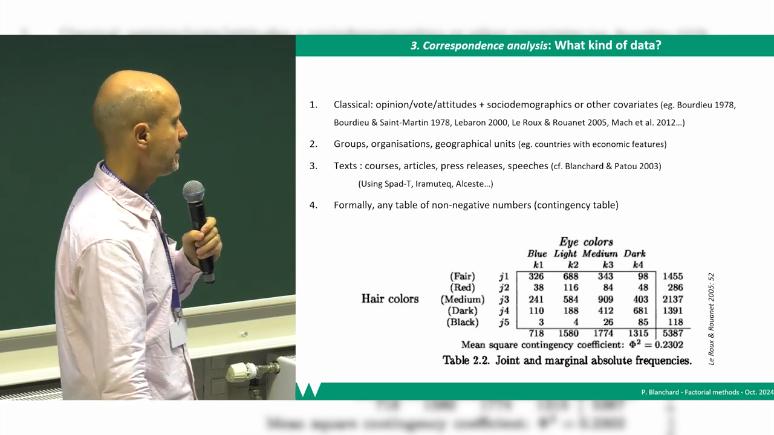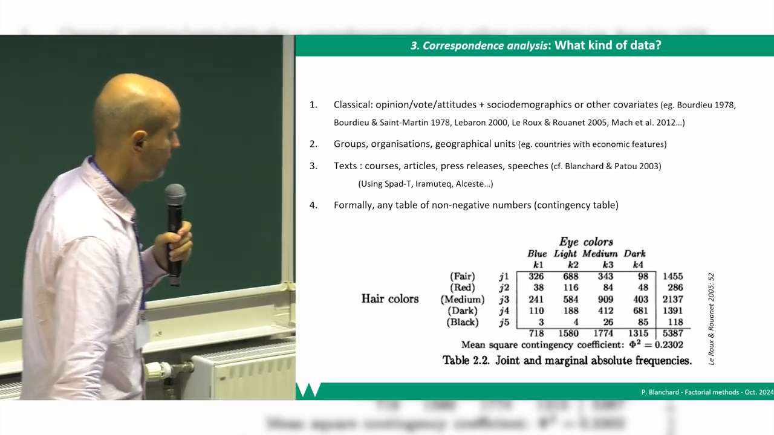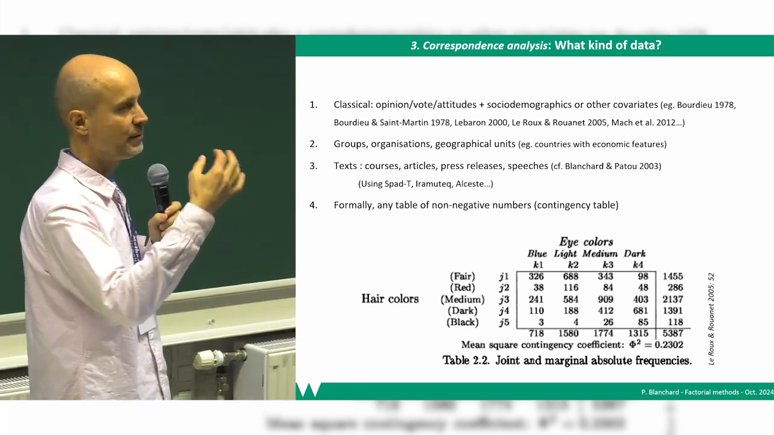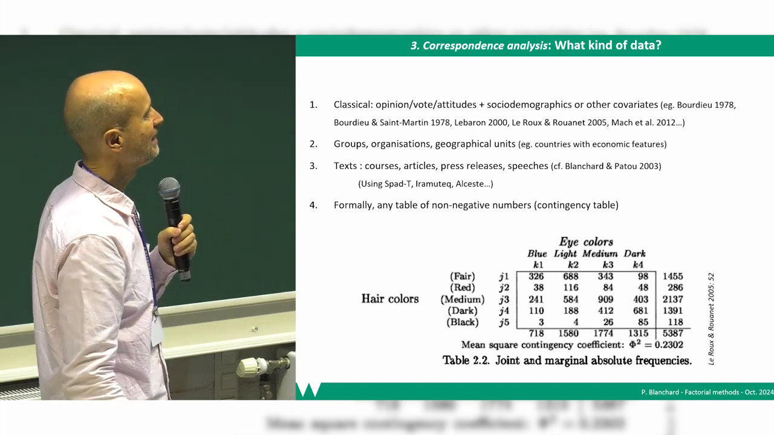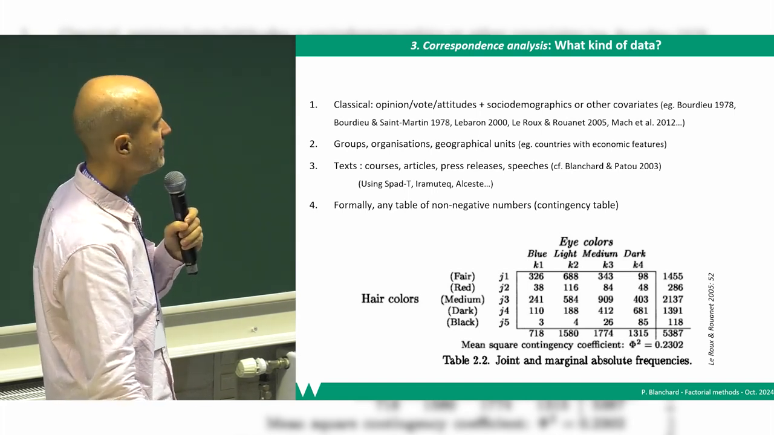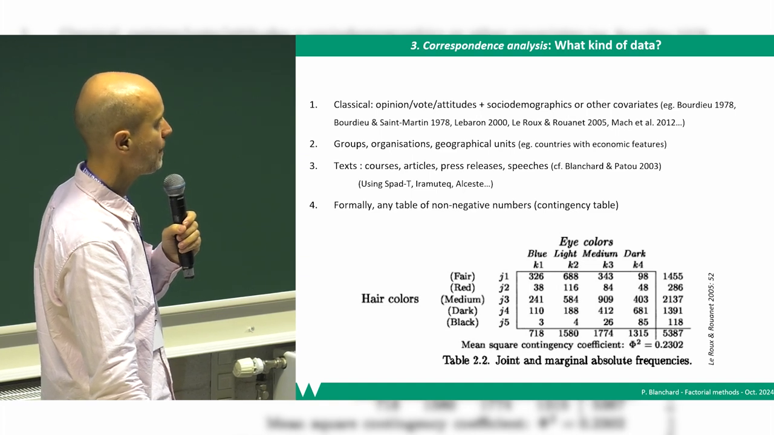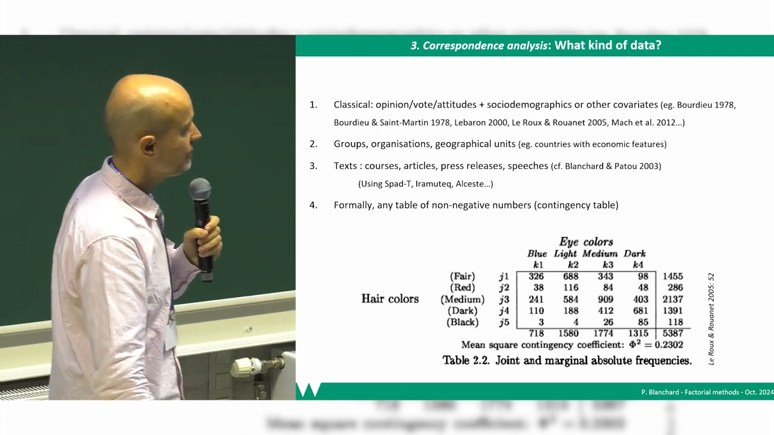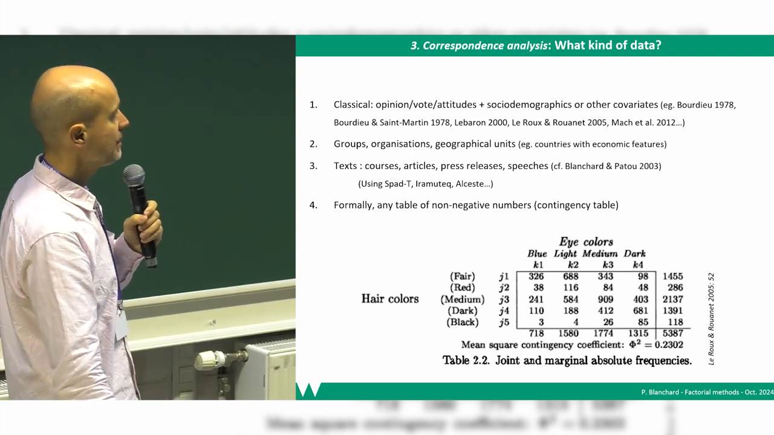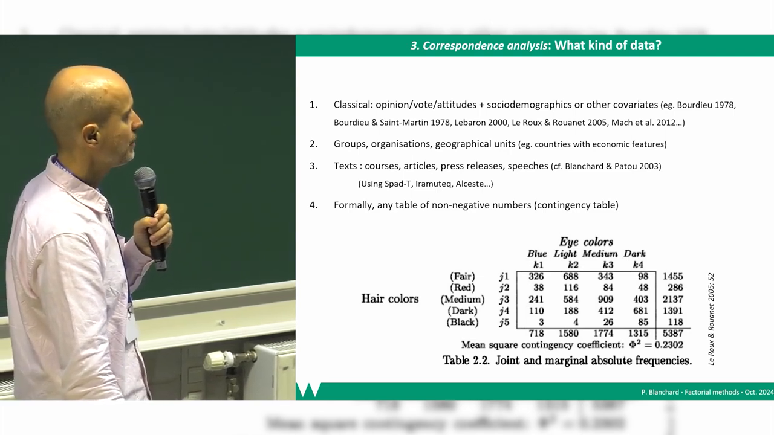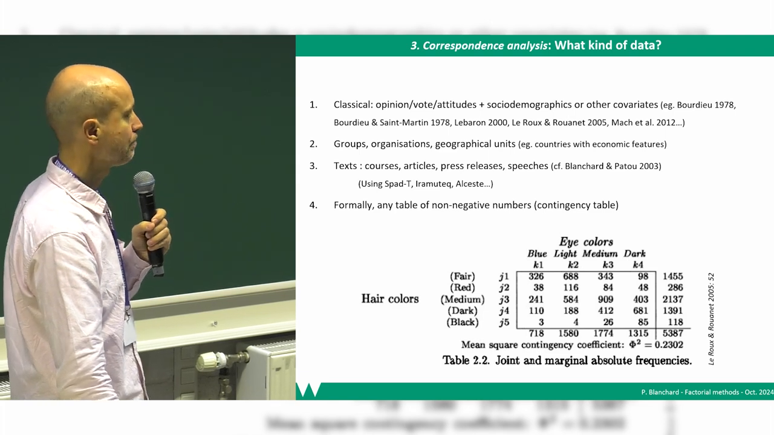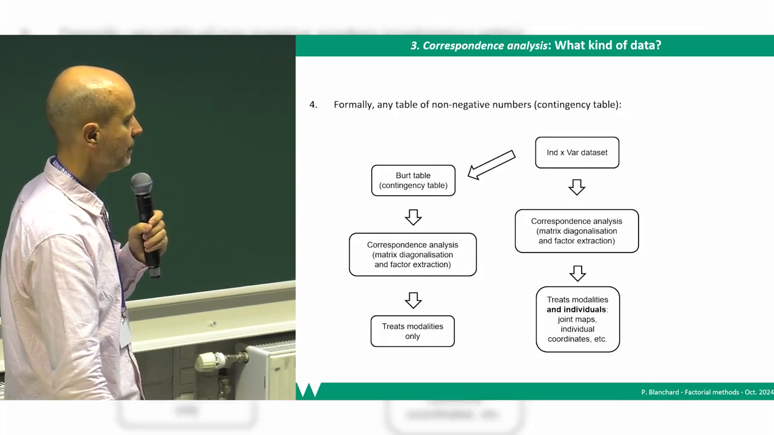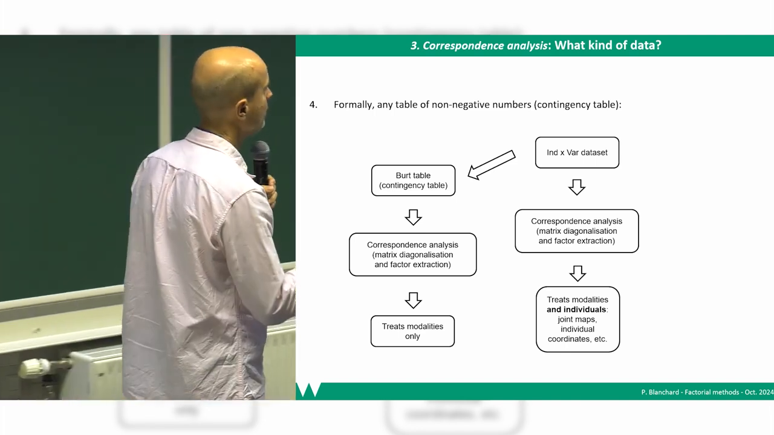So data can be classically opinion, vote, attitudes, and we add up sociodemographics. So you find the superstructure, infrastructure that is key to the analysis of social classes. May also be groups, organizations, geographical units. Text, as I mentioned, and we have several software that integrate correspondence analysis about text. And formally, any table of non-negative numbers. So it's quite versatile. And there are two ways to do that, which are very close to each other.